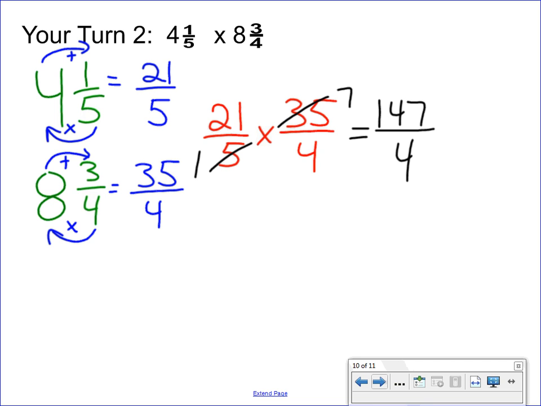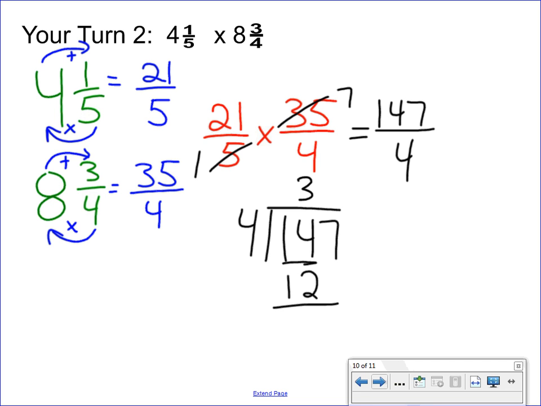So we have 147 divided by 4. Not the best numbers in the world, but at least we can work on these. 4 goes into 14 2 times or 3 times. 3 times would be the best for 12. 14 minus 12 is 2. Drop down my 7. 4 will go into 27.